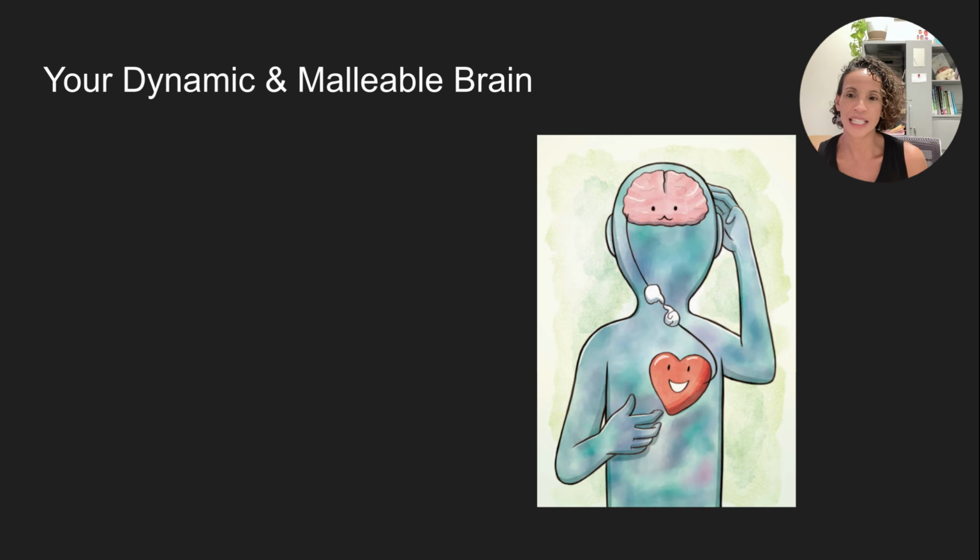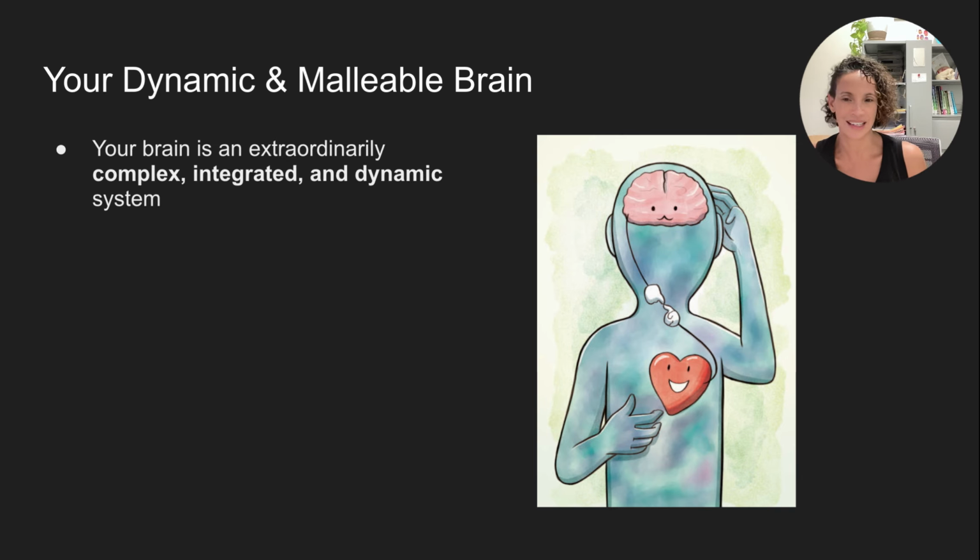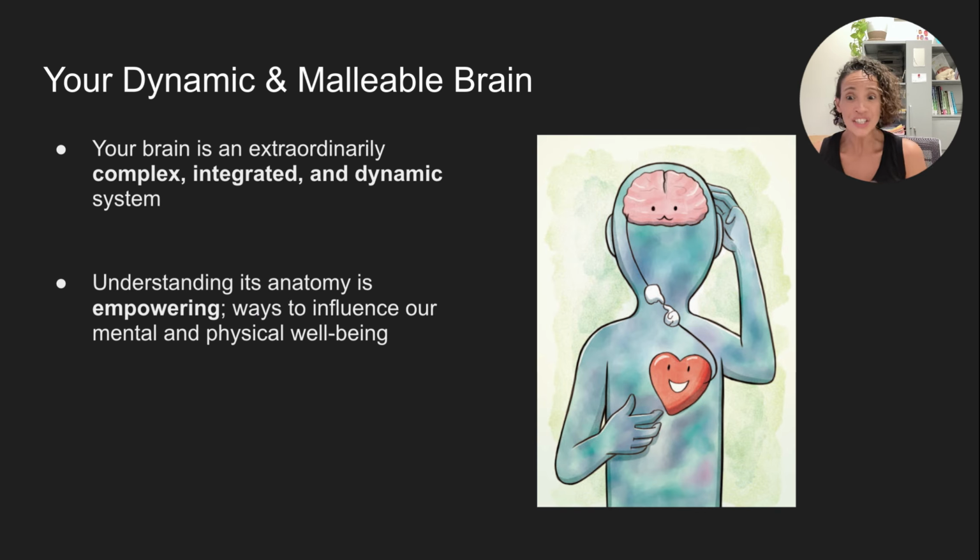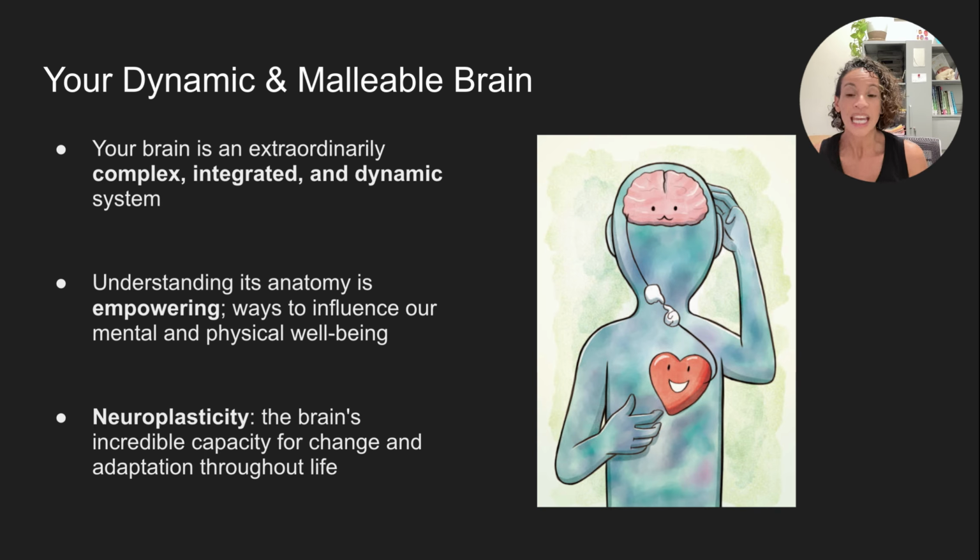Lastly, you guys, to conclude, your brain and nervous system are highly dynamic and malleable. Your brain is extraordinarily complex, integrated, and dynamic. Understanding its anatomy is empowering. It gives you ways to influence your own mental and physical well-being, and it gives you power over neuroplasticity, your brain's ability to change and adapt throughout life.